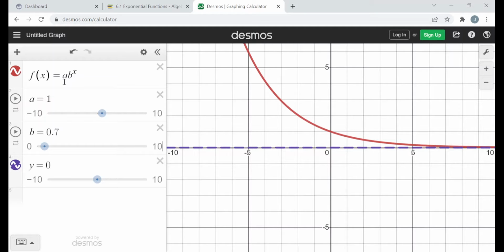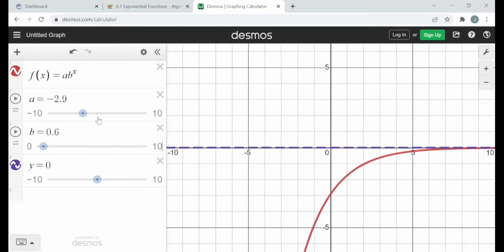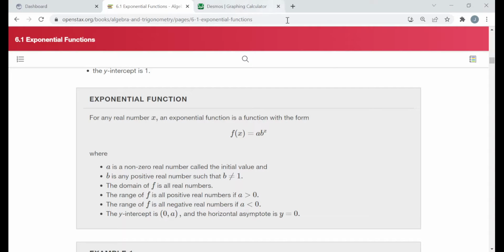And we see that when a is positive and b is bigger than 1, the function is increasing from left to right. And when a is positive and b is less than 1, but still positive, the function is decreasing from left to right. And you have the x-axis as a horizontal asymptote and all that. And when a is negative, you just flip it over the x-axis, right? Okay? Alright, so that was a lot for the introduction. But now let's get into some examples.